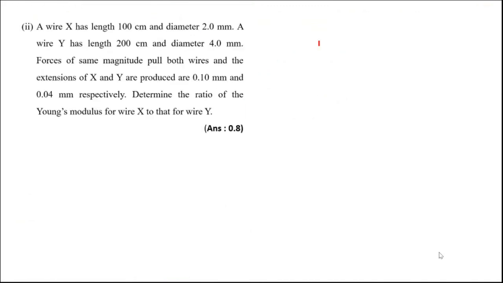Given number 5a part 2, the question asks to determine the ratios of Young modulus of wire X to wire Y. So it's given here wire X with length 100 centimeter. Okay, this one is wire X. Given the length of wire X is 100 centimeter.